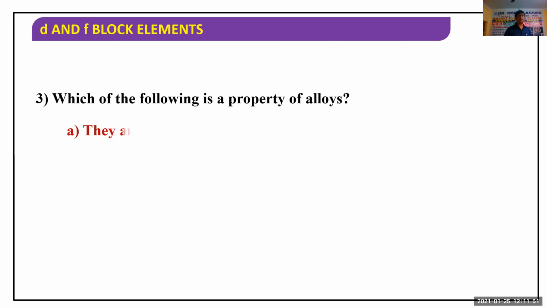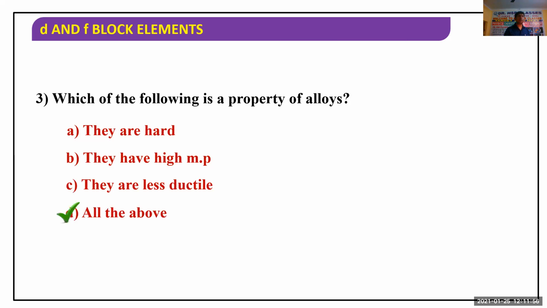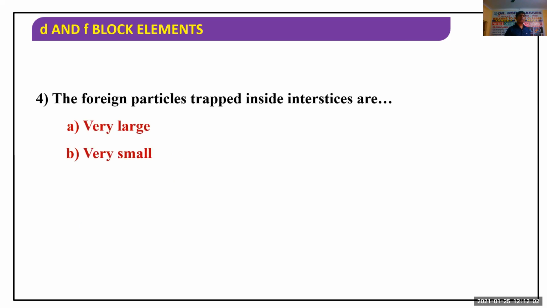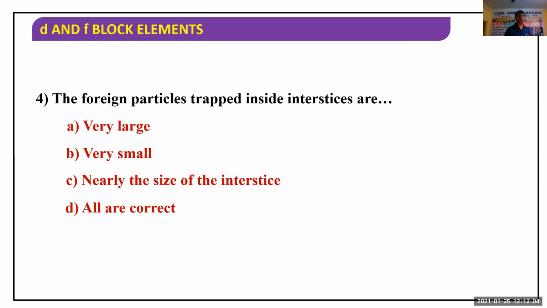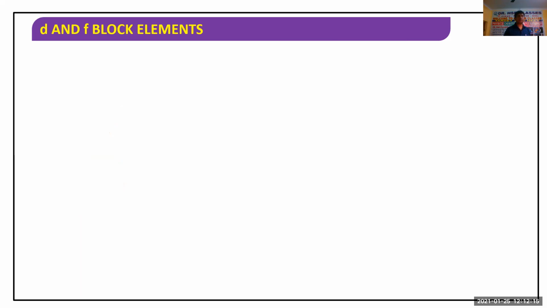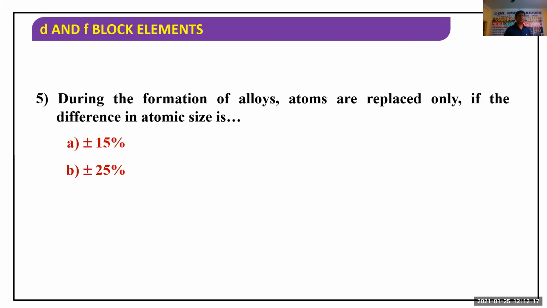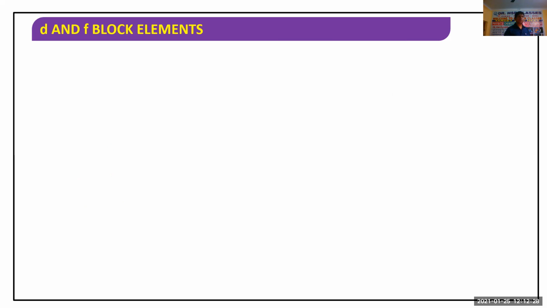Which of the following is a property of alloys? It is hard, no problem. It has a high melting point, so all of these are less ductile. The foreign particles trapped inside interstices are very large, no? It's very small, nearly the size of the interstices. During the formation of alloys, atoms are replaced only if the difference in the atomic size is plus minus 15%. Thank you.